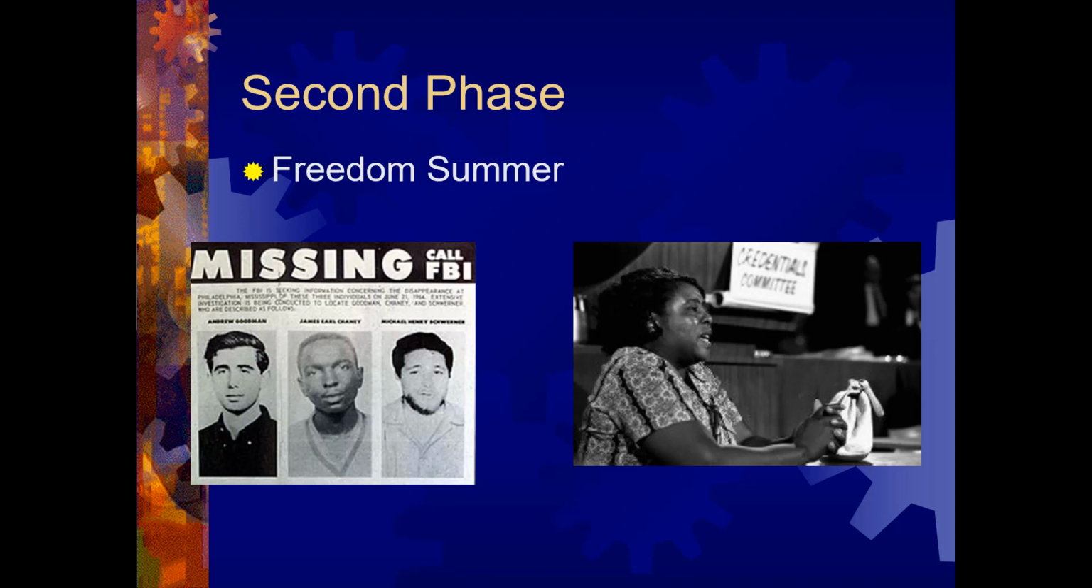SNCC had actually recruited and incorporated some northern white college students on purpose because they were hoping that, if violence happened, that would show white people up in the North that this wasn't just a problem for the South. Anyway, Goodman, Schwerner, and Chaney were murdered during the period. And again, other workers are going to face a lot of violence in the form of bombs and bomb threats and different kinds of things.